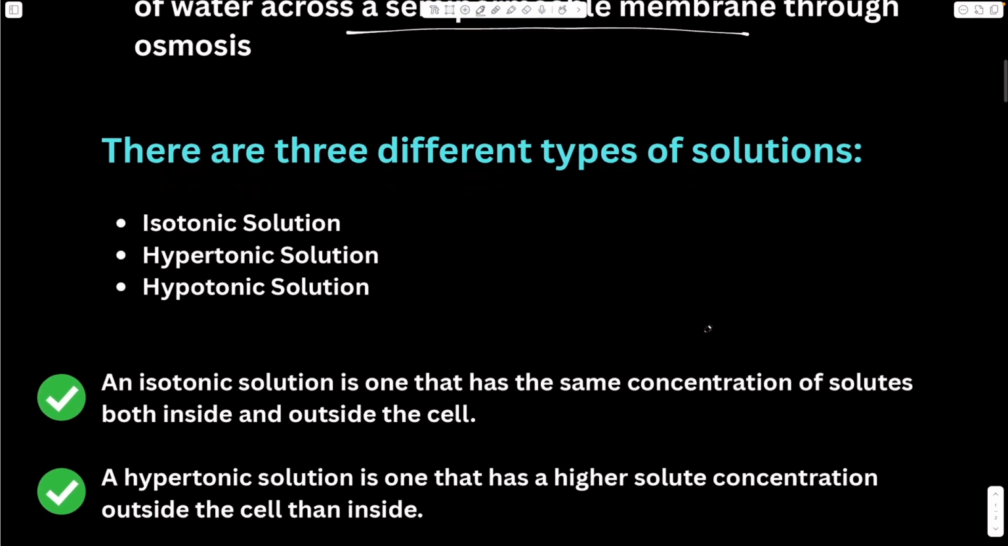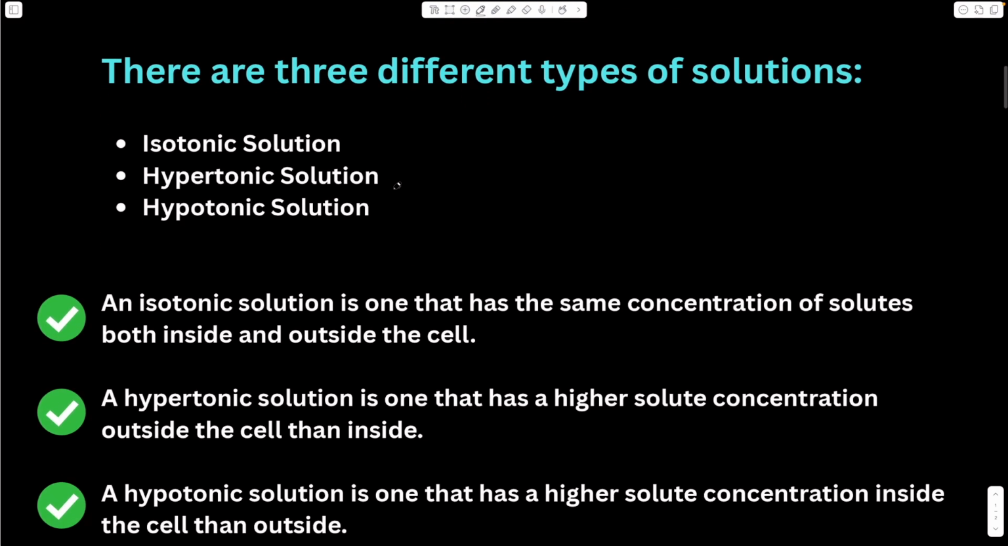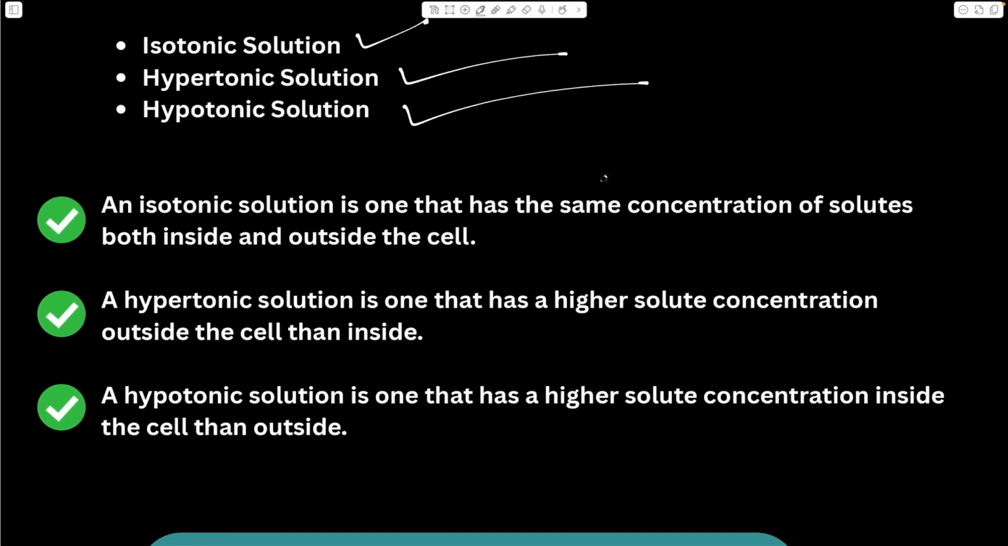There are three different types of solution. One is isotonic, one is hypertonic, one is hypotonic. What does isotonic solution mean? An isotonic solution is one that has the same concentration of solute both inside and outside the cell.